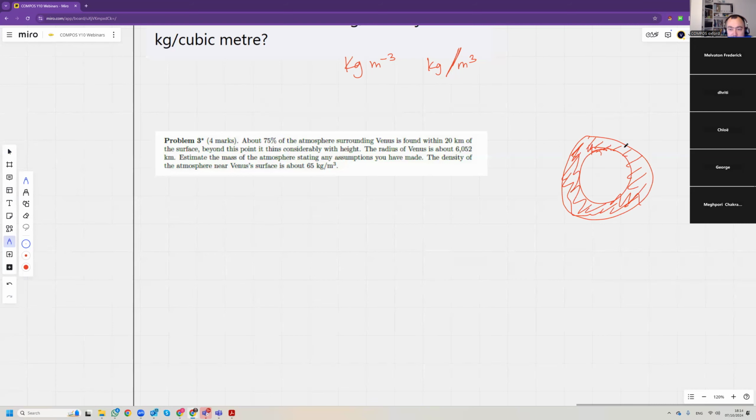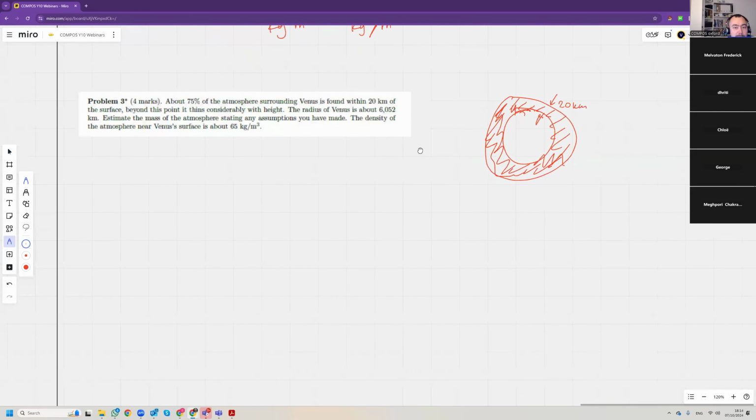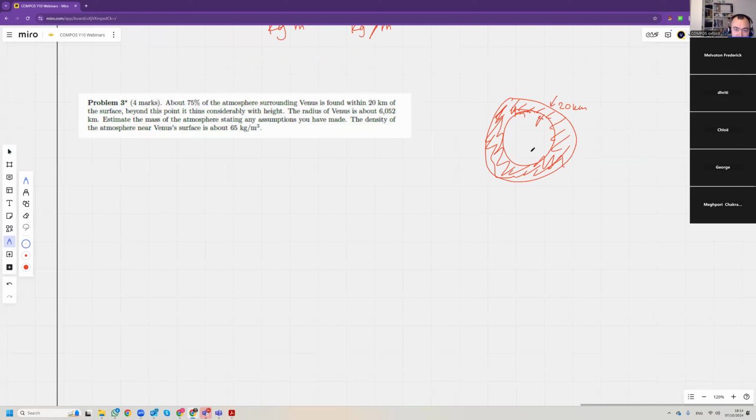And you just imagine that this is 20 kilometers. You need to find the volume of the atmosphere. You need to figure out a way to find the volume of the atmosphere. Okay. So you know the radius of the planet. So this is the planet. Estimate the atmosphere. So you need the volume.